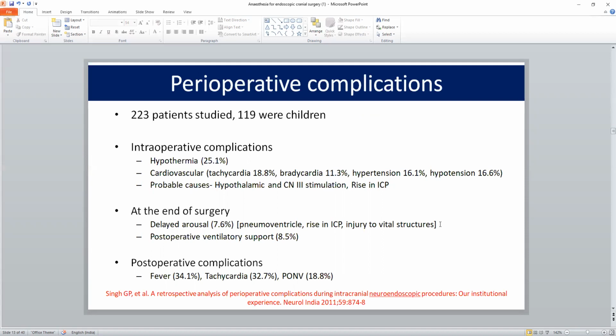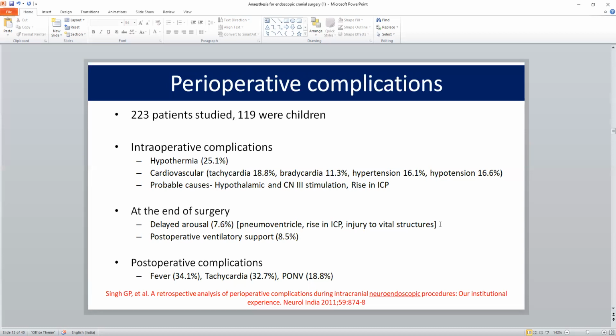Coming to the perioperative complications for endoscopic third ventriculostomy in particular, and broadly for any intracranial neuroendoscopic procedure, this was a study published from AIIMS New Delhi, where they studied 223 patients, out of which almost half of them were children. The major intraoperative complications they found were hypothermia and cardiovascular changes such as tachycardia, bradycardia, hypertension, and hypotension, and the probable causes they mentioned were hypothalamic and cranial third nerve stimulation and rise in ICP.